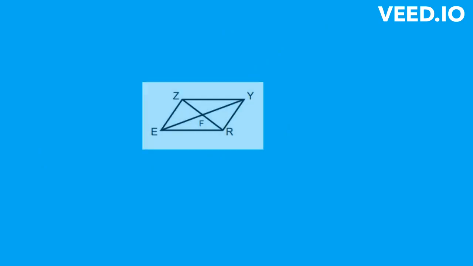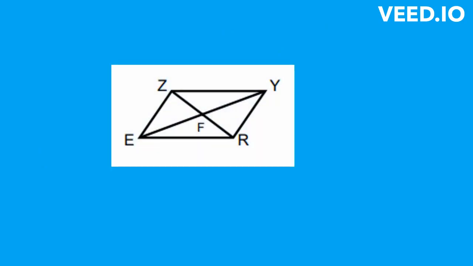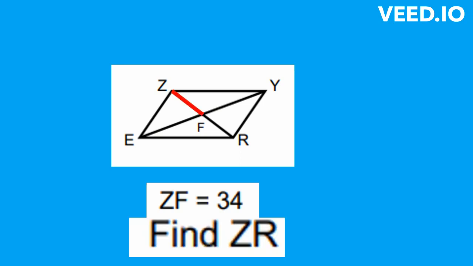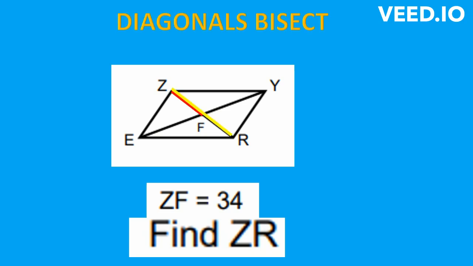Let's see a question here. We have a parallelogram with the diagonals intersecting each other, bisecting each other. The length of ZF is given as 34 units. ZF is this part here, the part in red. We have to find ZR, that is the length of the yellow line.